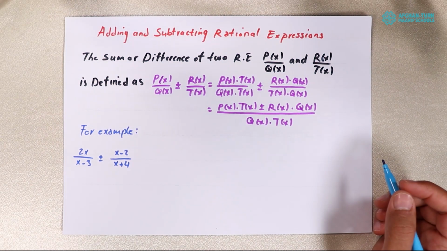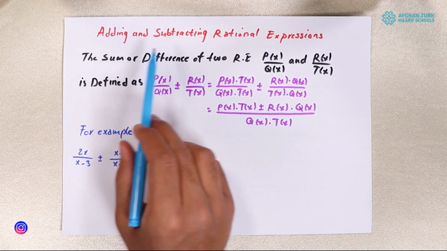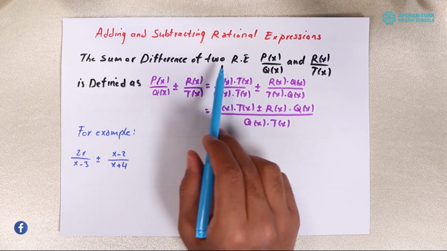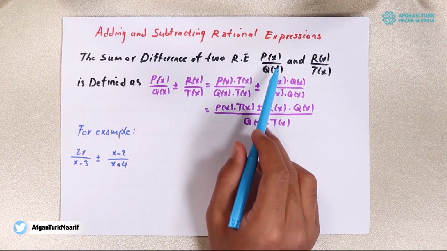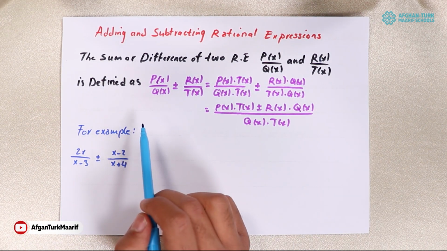Okay, dear students, the last two operations on rational expressions are adding and subtracting rational expressions. The sum or difference of two rational expressions, p of x over q of x and r of x over t of x, is defined as.